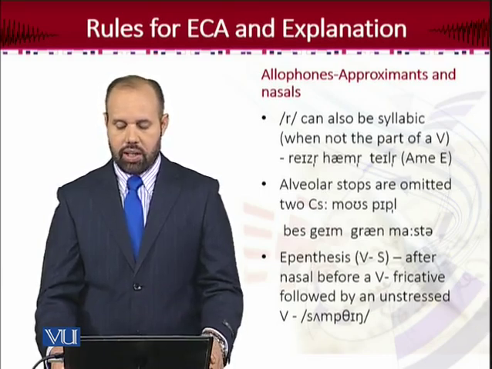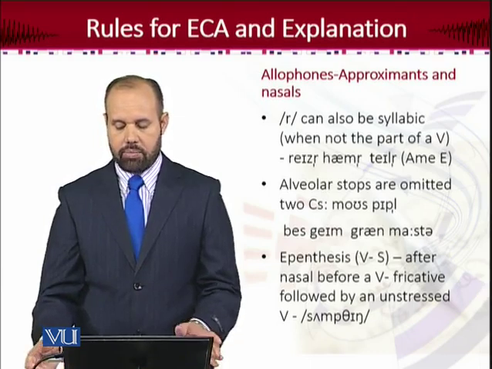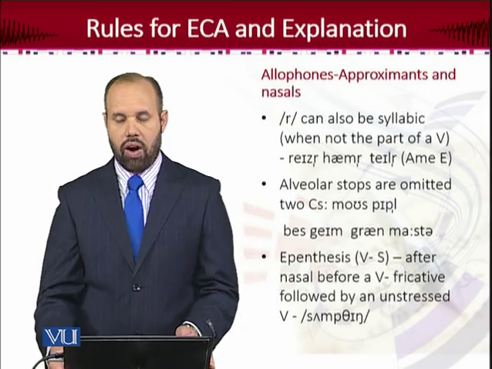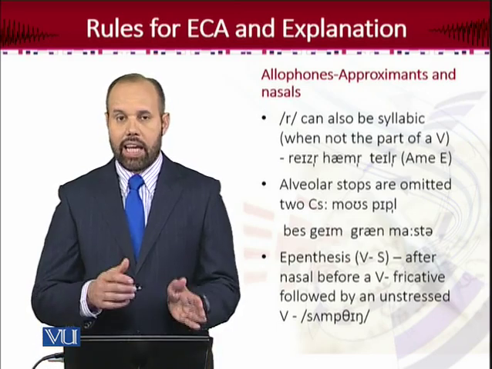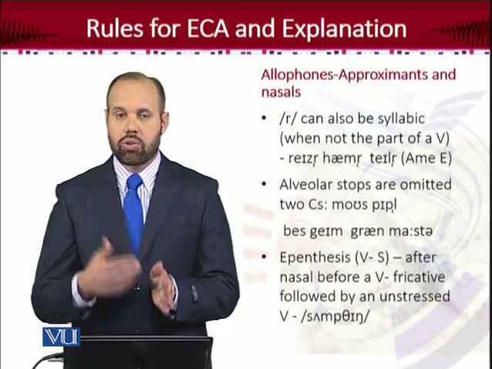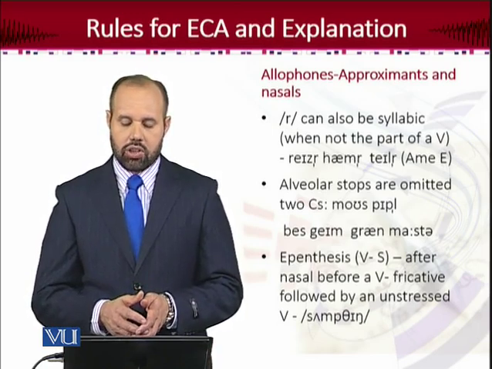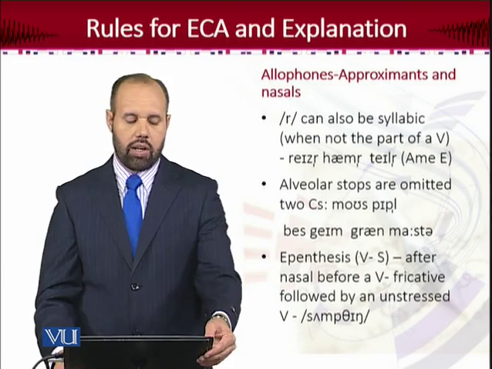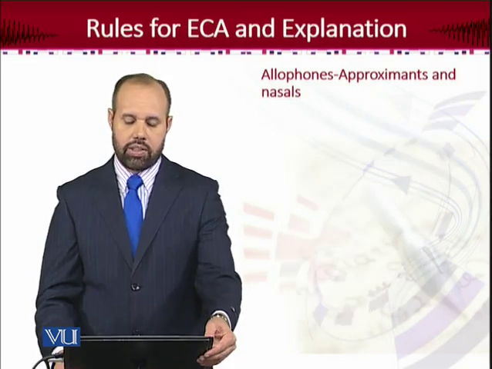And a fricative, followed by an unstressed vowel. So in thing, the vowel is unstressed. So that unstressed vowel is there because of that position, and this is called epenthetic consonant, right?